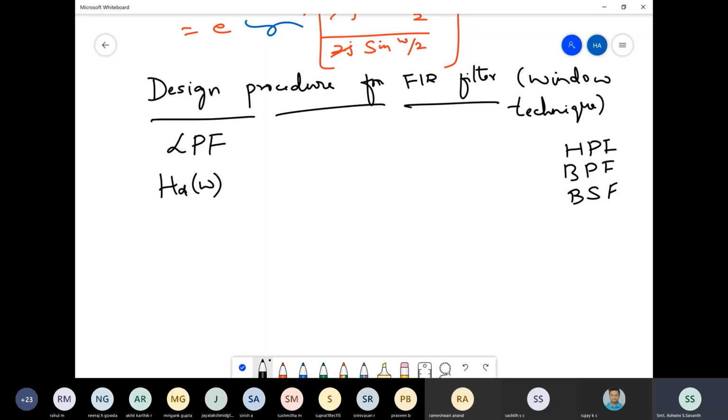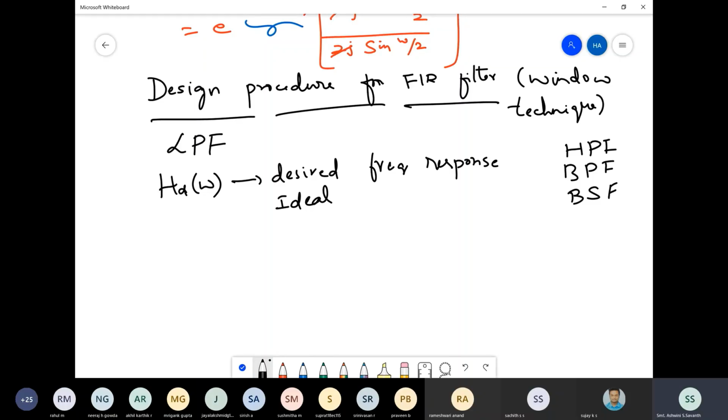Okay, what is HD of omega? HD of omega is the desired frequency response of the filter. This is the ideal response that we start off with. So suppose a high pass filter is given to you to be designed, then accordingly you'll have to write down this HD of omega. First let's understand it for a low pass filter, and then I'll tell you how we do it for a high pass or a band pass. It's very easy, just an extension of this.